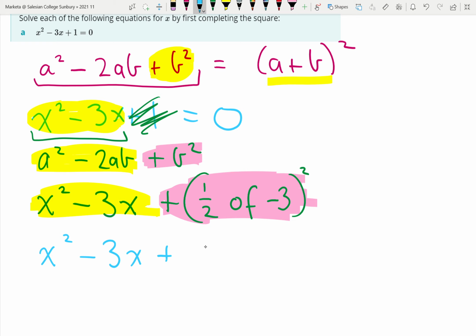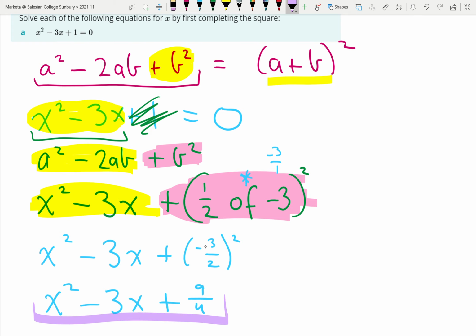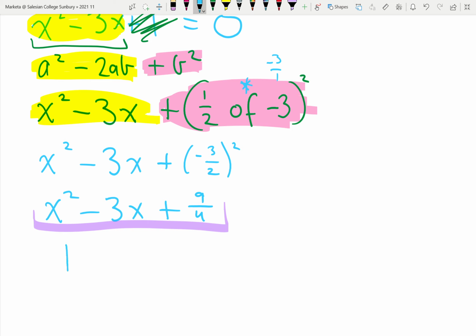Half of negative 3, so of means times, so half times negative 3 on 1 is going to be negative 3 on 2, and we're going to square that. So that's x squared minus 3x plus, we're squaring a negative, so it always becomes positive, and you'll notice this is always a positive in this position, and that's why. So plus 9 on 4. And now what we have is the square. This thing here is the square.